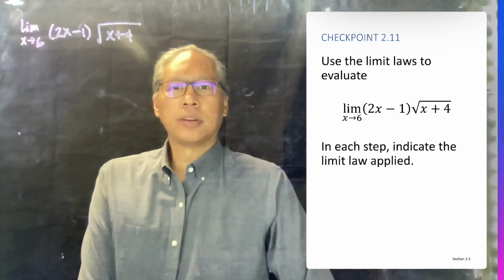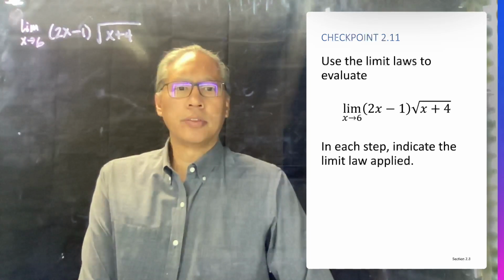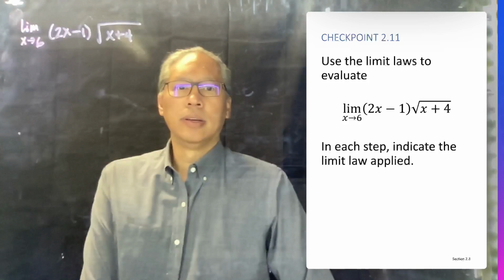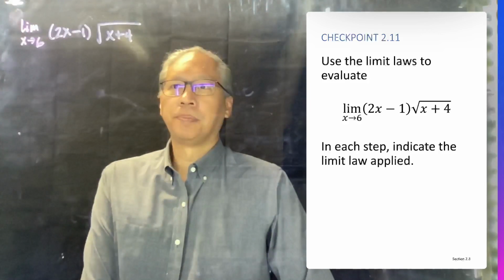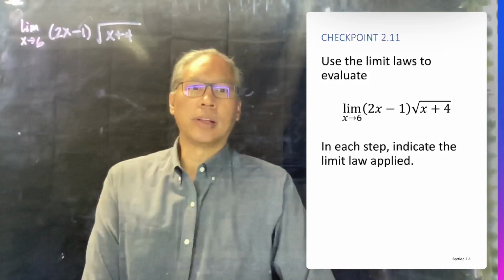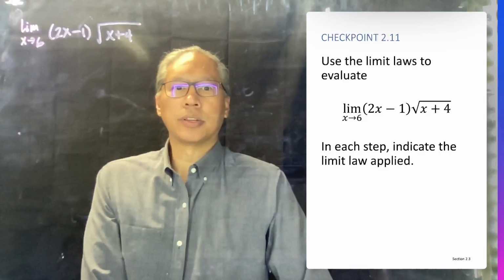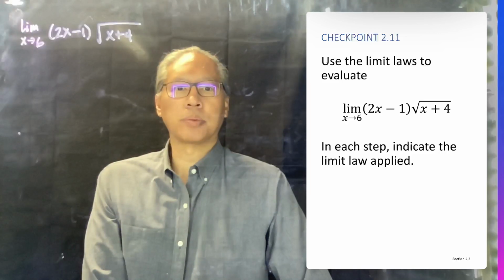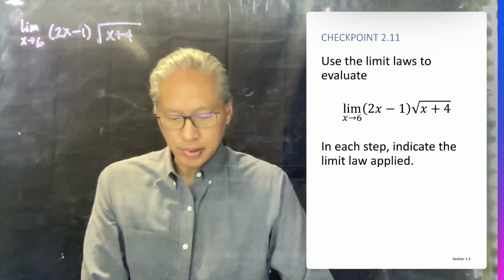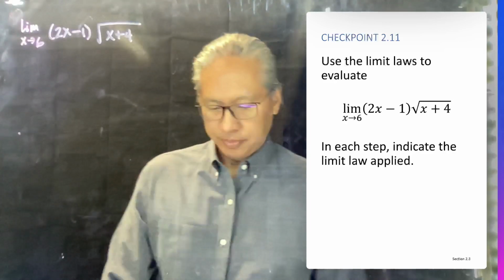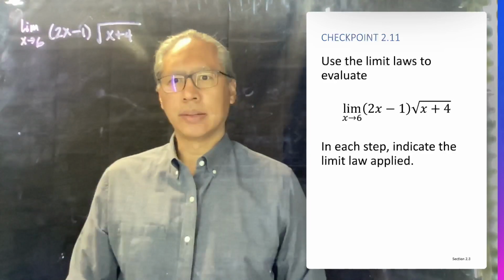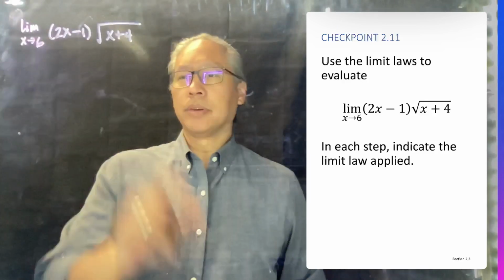Hello, this is checkpoint 2.11 from section 2.3. We're doing limit laws. It says here to use the limit laws to evaluate this limit as x approaches 6 of (2x minus 1) times the square root of x plus 4. In each step, indicate which limit law is being applied. All right, let's do this. And here's the original problem.